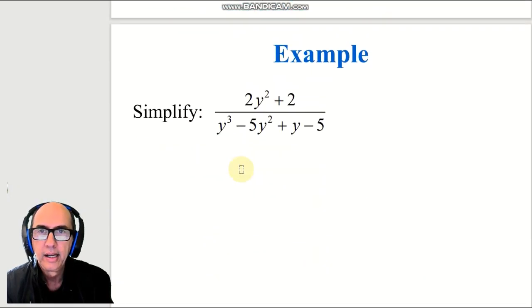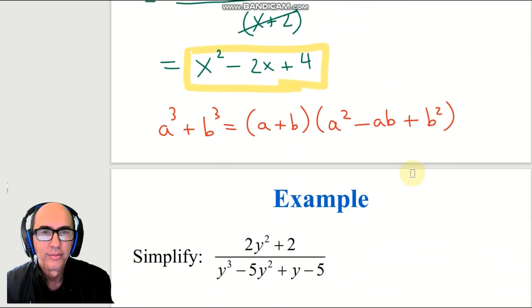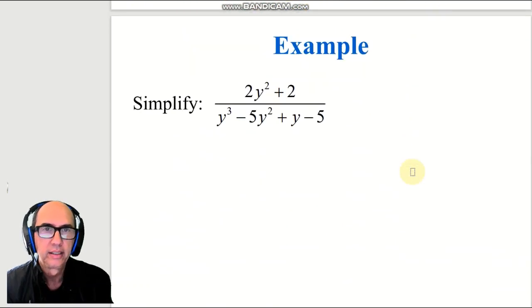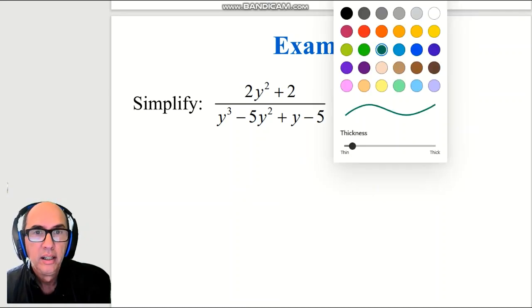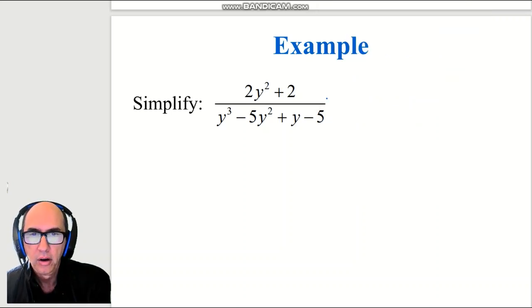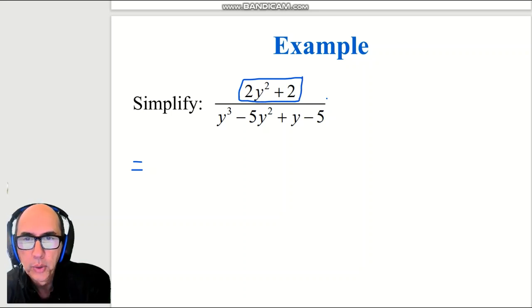And we're getting more and more... it looks hard, right? The examples look hard and they look harder. But let's try using all the tools that we have. First, look at the numerator, 2y squared plus 2. I think we can find a greatest common factor between these two terms.